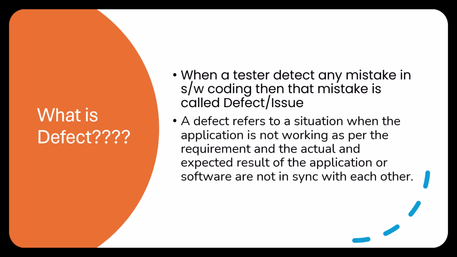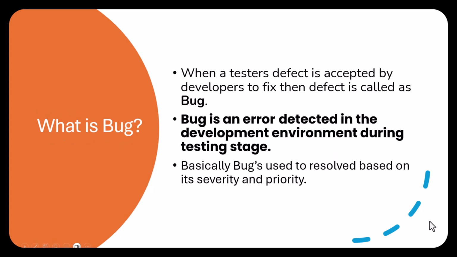It is also the same situation when we call this a defect. If we go through the requirements and do testing, and we see that the actual result and expected result of the application are not matching, and both are not in sync with each other, at that time we'll call it a defect. Okay. Now we'll discuss our next topic. What is a bug? What is called a bug?